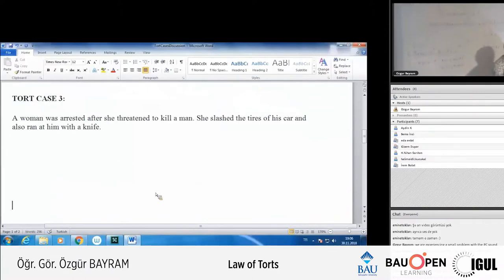Number three. Slashes. Can you tell me what that is? She slashed the tires, yes. But more specifically, she ran at him with a knife. But was she able to stab him? Did she stab him or hurt him physically? Threaten with a knife. So is it battery or assault?